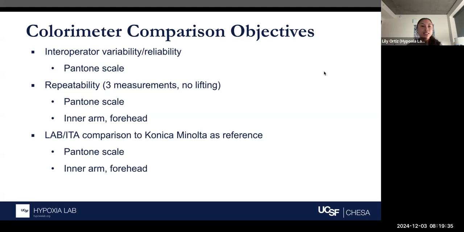So this is just giving us some insight that maybe these lower cost devices can offer reliable, cost-effective alternatives for skin pigment measurement, but there's still a ton of work to be done. And we'll share more when it's all done.